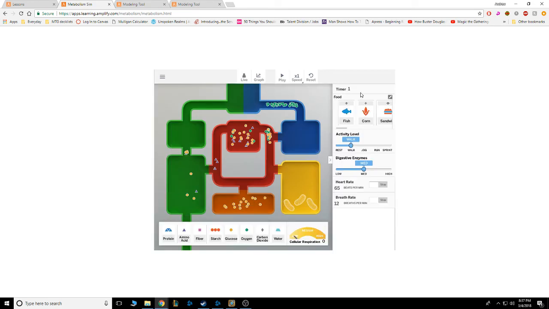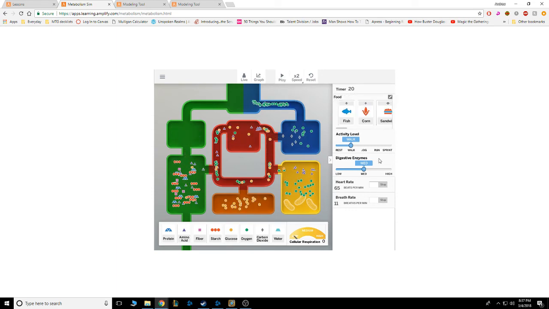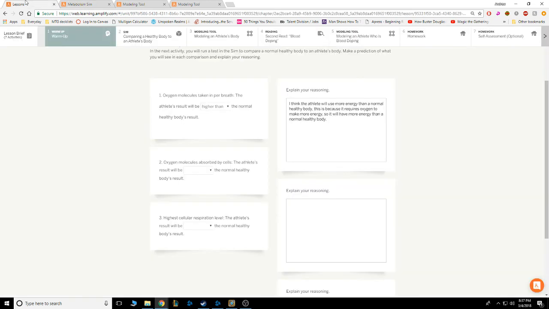For example, I've been going for 1 time unit. If I feed this person a fish, a corn, and a sandwich, and I wait for 20 time units, so I'll go ahead and speed it up a little bit. I'll wait till it's 20 time units, and I'll pause it. And then I check how much they've absorbed in the graph section. I can see they've absorbed 29 oxygen molecules in their cells. Now I can go back and test the healthy body and see which is higher in order to answer this question.